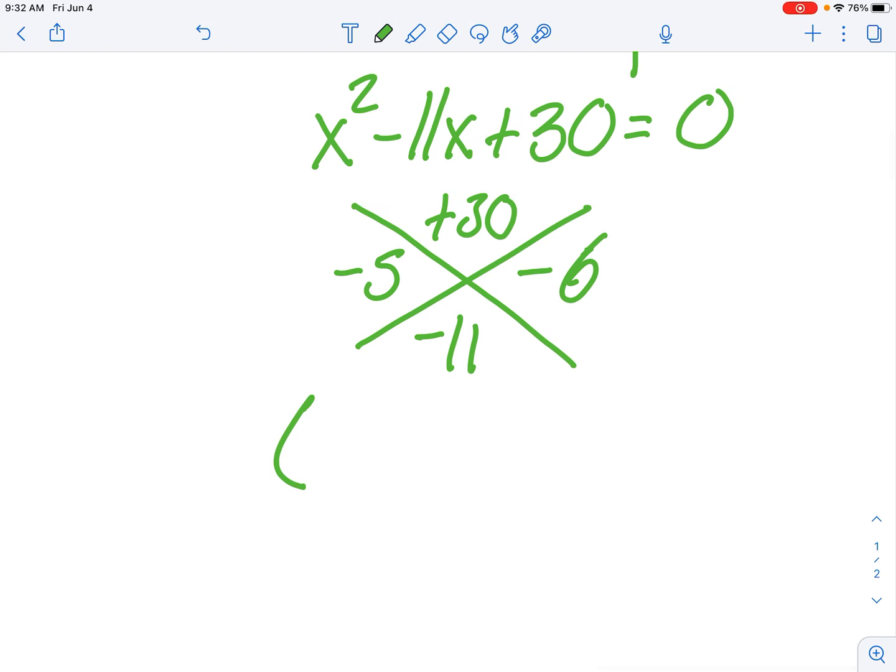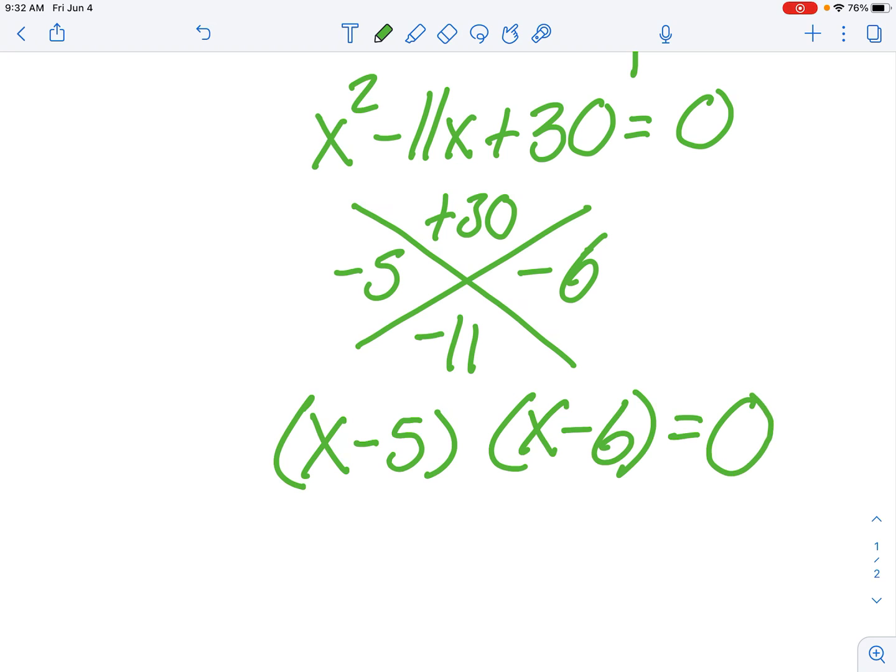So I set up my two parentheses, double parentheses, just like this. I got my x, I got my x. I drop my minus 5 in there. I drop my minus 6 in there. And I can't forget equals 0. There's no number here to divide my 5 and 6 by. Technically, there's a 1, but no need to divide by 1.